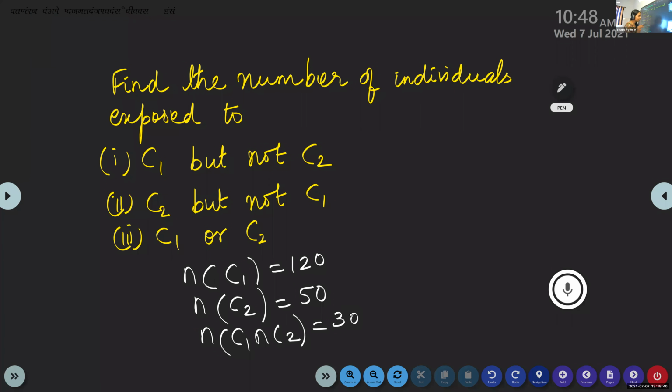Is it then C1 union C2? Look at the question. Which are the things we have to find? We have to find here C1 but not C2. That means A but not B. What is it? Is it union, intersection, set difference, or complement?